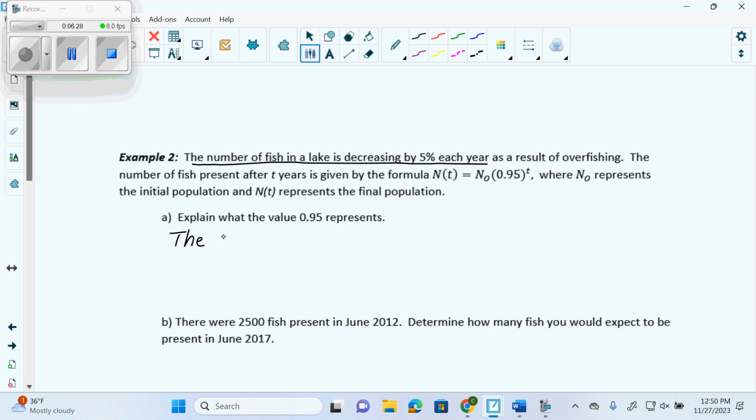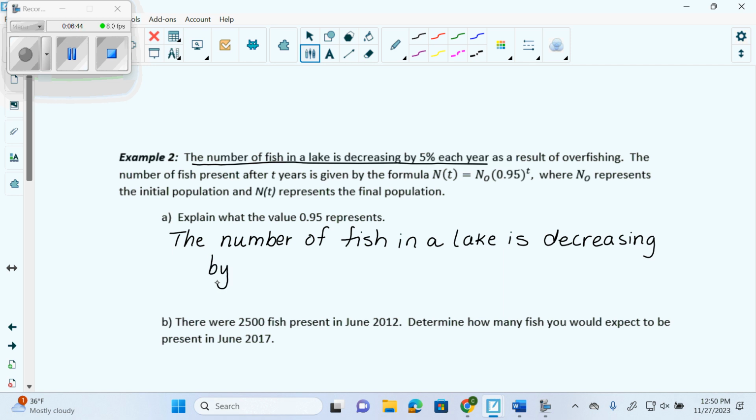The number of fish in a lake is decreasing by 5% per year. And how do we do that? We do 1 minus 0.95, which gets us 0.05 times 100, which equals 5%. So we show the algebra that gets us there. If it's below 1, it's decreasing. If it's above 1, it's increasing every single time.